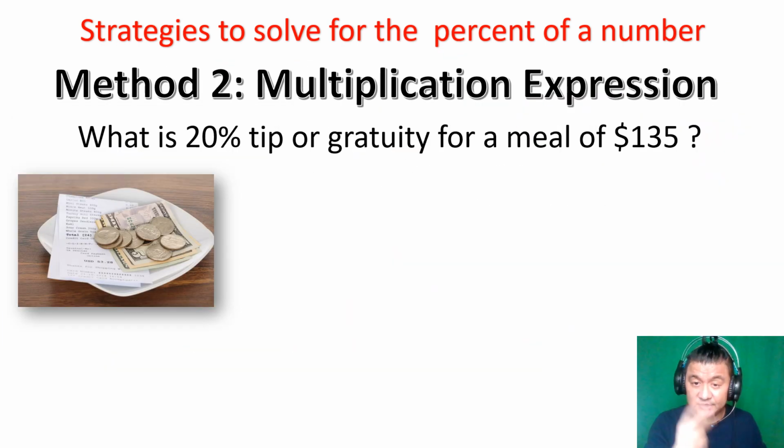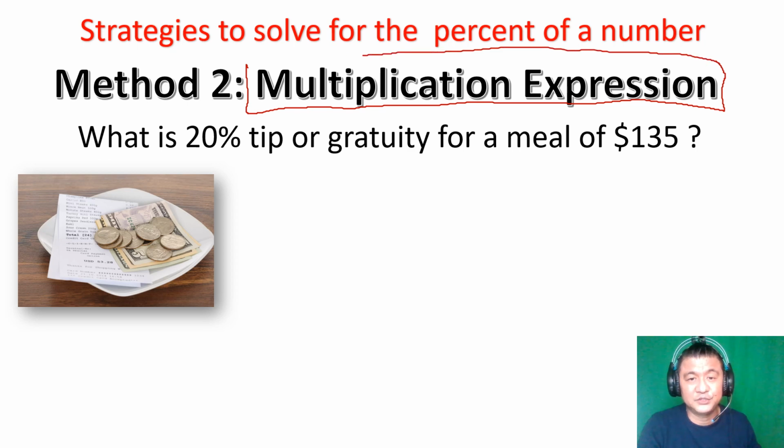This is now the second strategy in solving for the percent of a number. And you will use a multiplication expression. An expression is just like a number sentence without the equal sign. What is 20% tip or gratuity for a meal of $135? New word for you could be gratuity. Don't be scared, it's the same as tip.